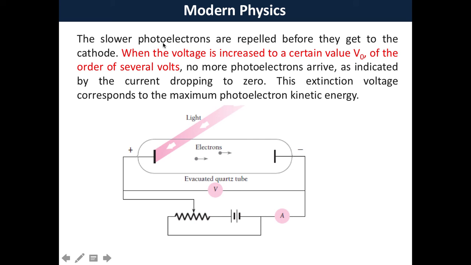The slower photoelectrons are repelled before they get to the cathode. When the voltage is increased to a certain value V0, of the order of several volts, no more photoelectrons arrive, as indicated by the current dropping to 0. This voltage corresponds to the maximum photoelectron kinetic energy.